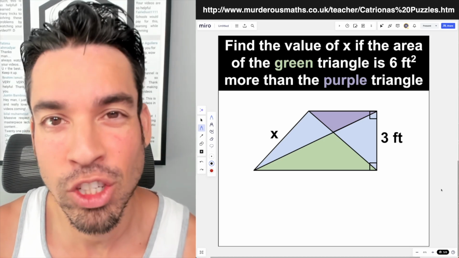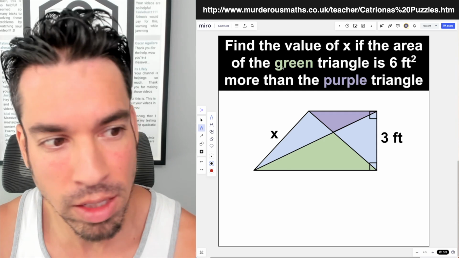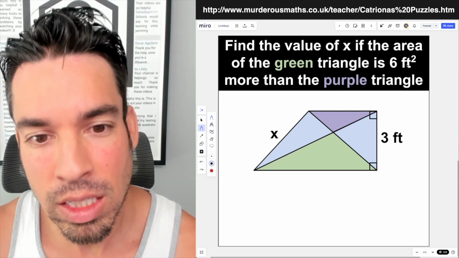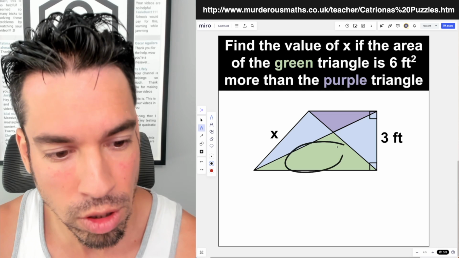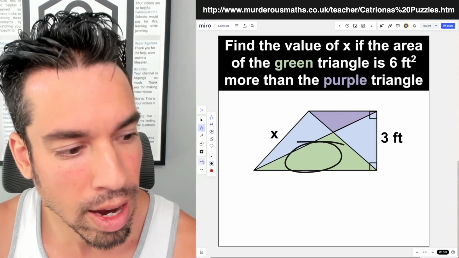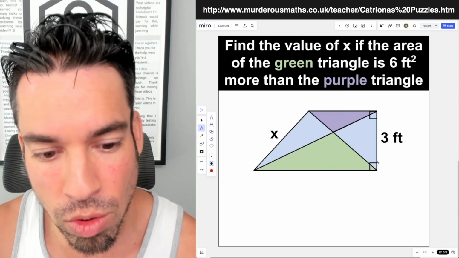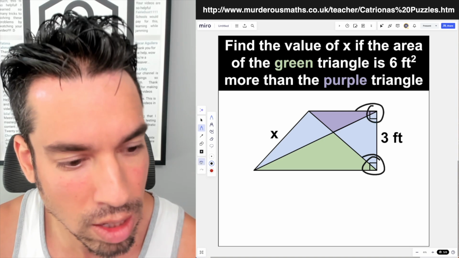In this one, the question is as follows. Find the value of x if the area of the green triangle is 6 feet squared more than the purple triangle. So here's the green, here's the purple. And once again, notice that this is a trapezoid and that these are two right angles.